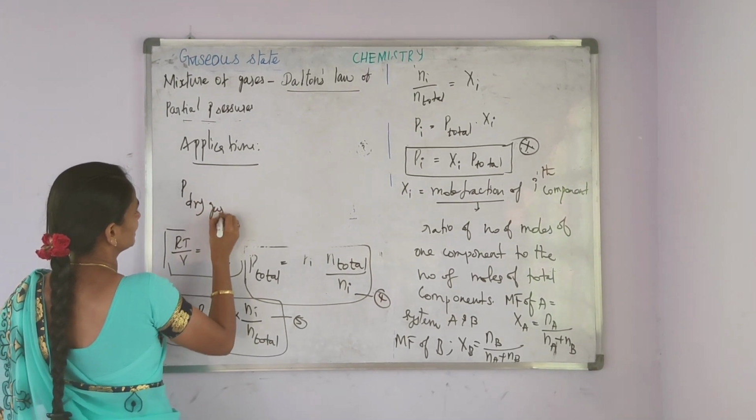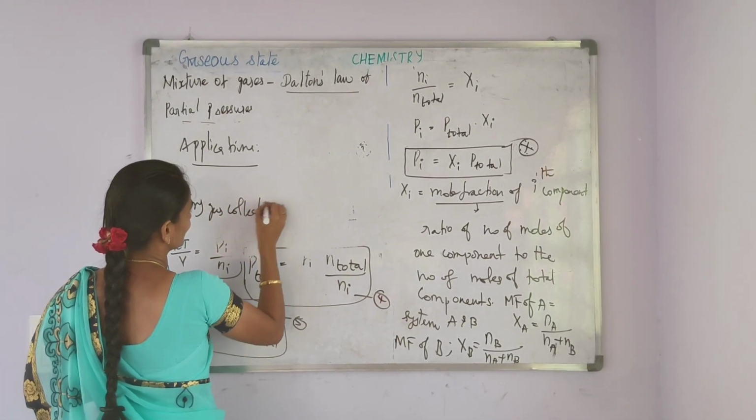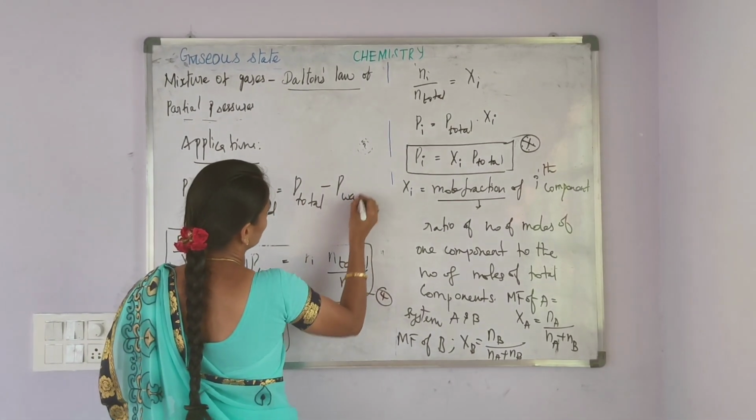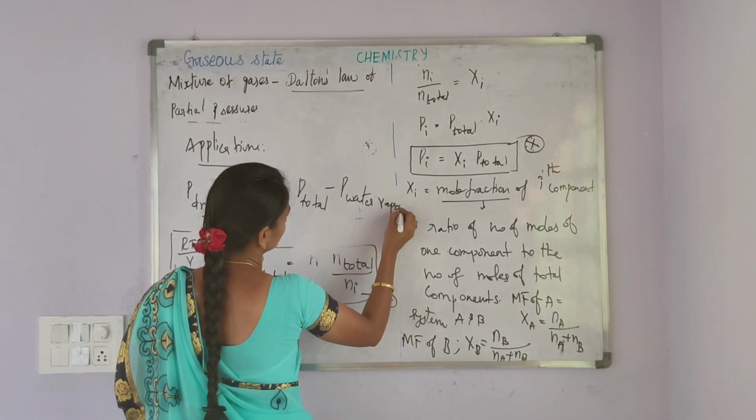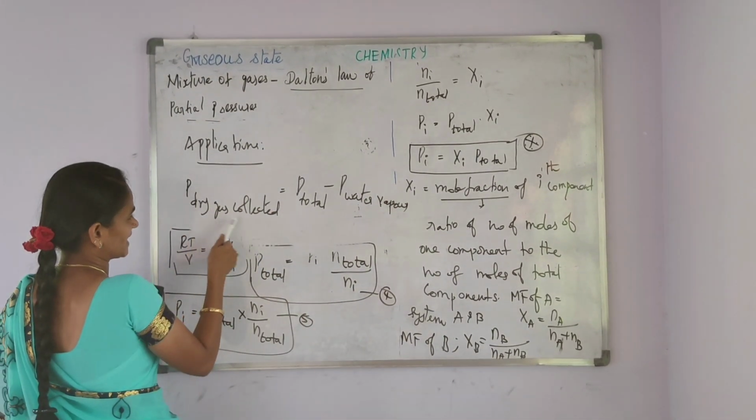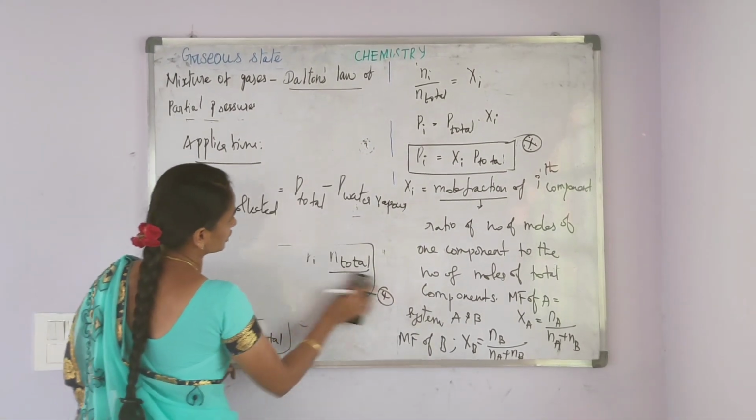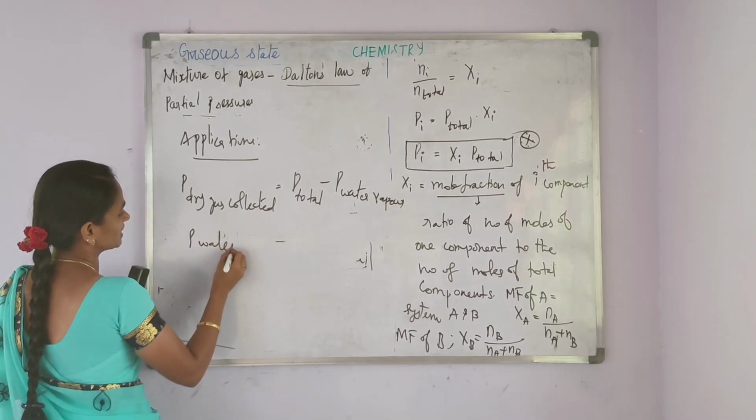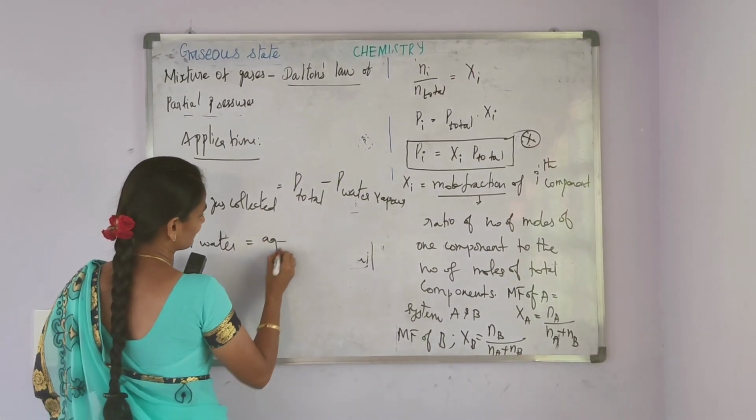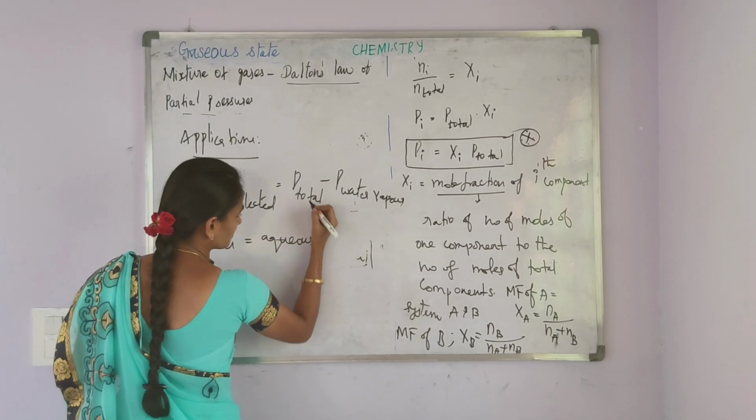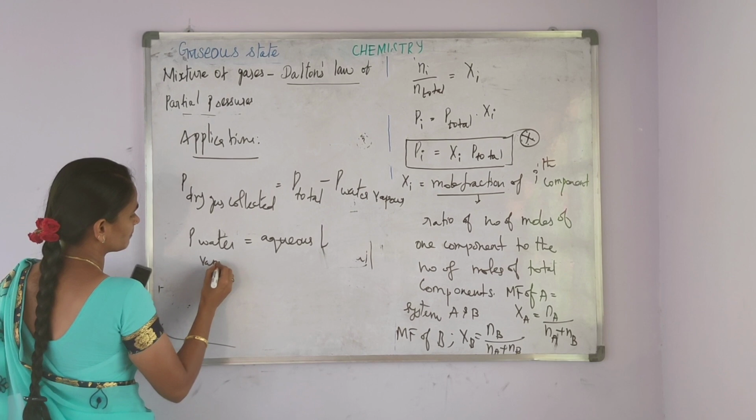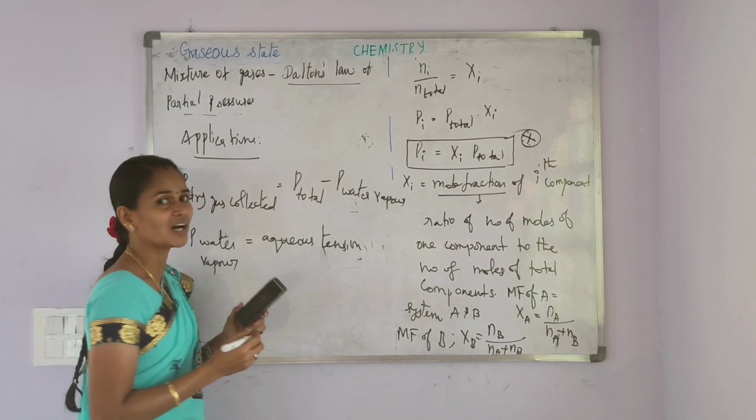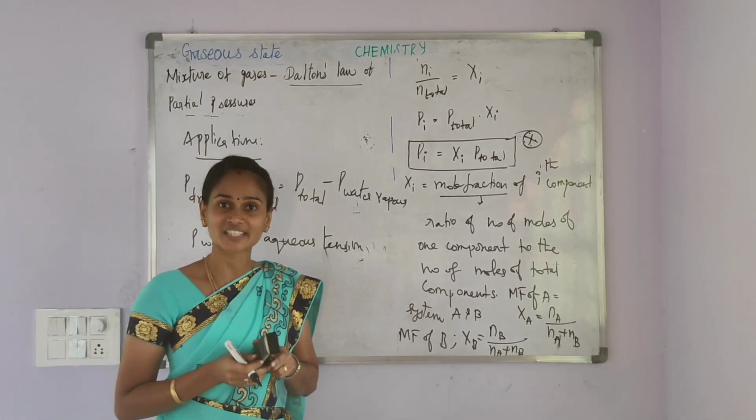Pressure of the dry gas collected is equal to pressure total minus pressure of the water vapor. Here, pressure of the water vapor is referred to as aqueous tension, and its values are available for air at various temperatures.